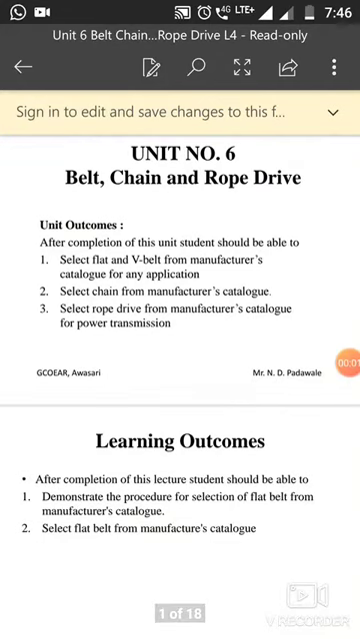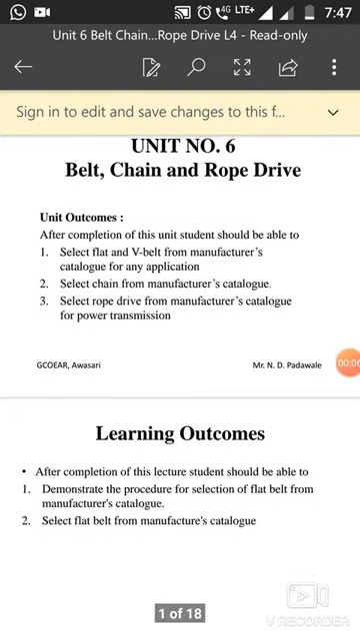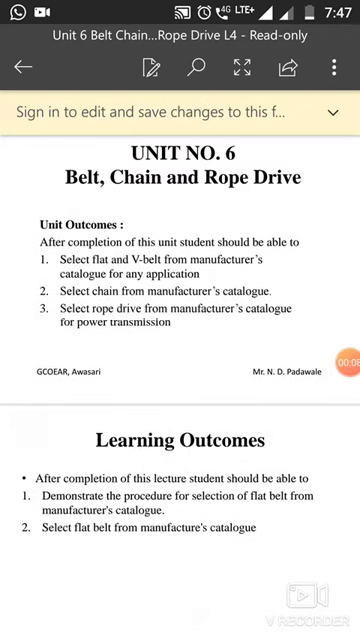Hello learners, in the earlier lecture we have seen some basic things that we need for the selection of a belt from the manufacturing catalog. That is, flat belt. For selection of a flat belt from the manufacturing catalog, we need four input parameters. Those are power to be transmitted, then input and output speed, then center distance and type of load. If we know those four input parameters, then we can select a belt from the manufacturing catalog.